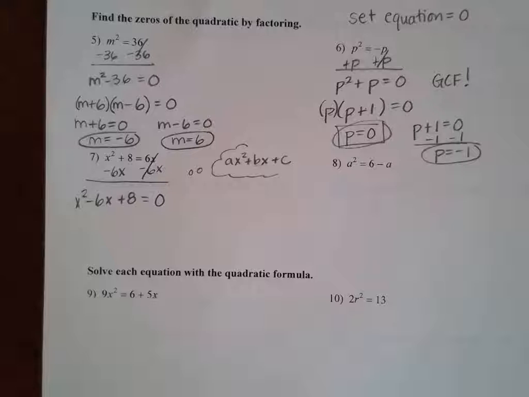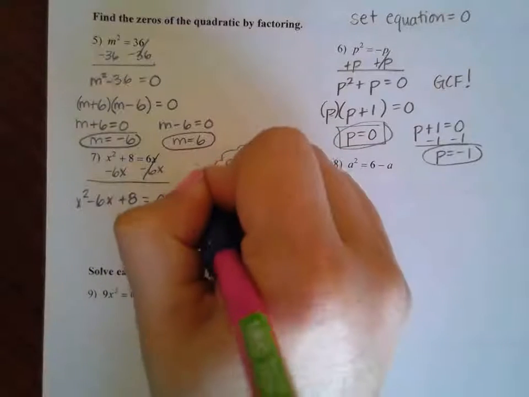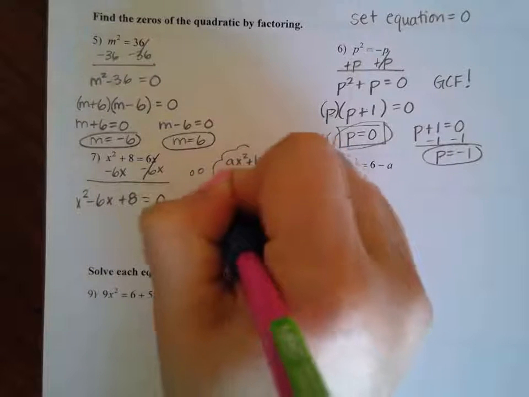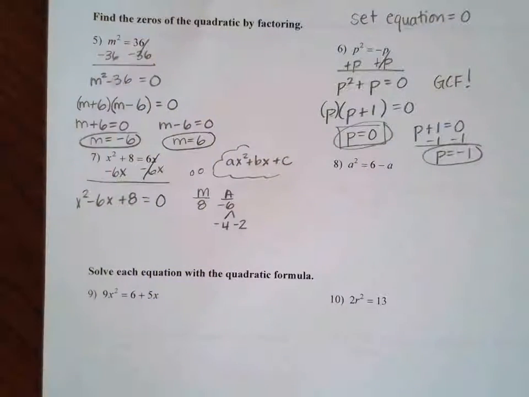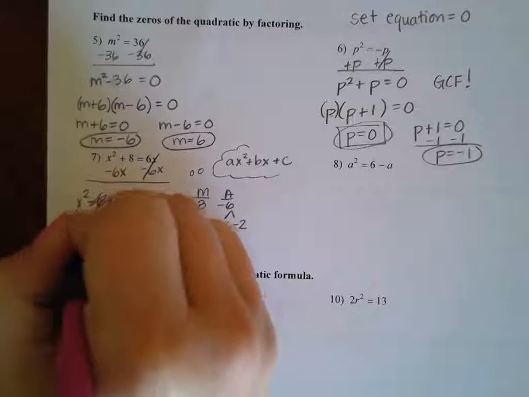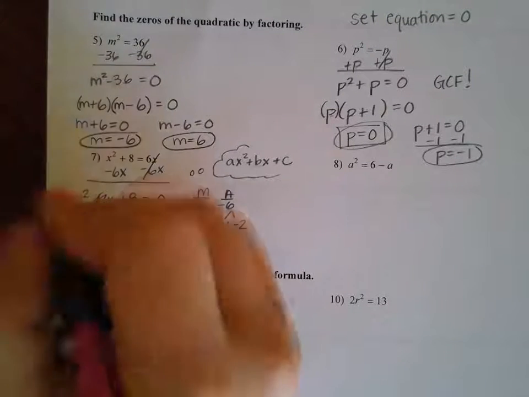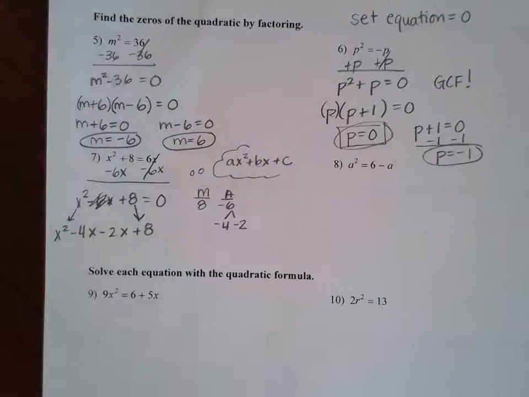Okay, we're going to factor it. That's got 3 terms, so we're going to do trinomial method. What multiplies to 8 and adds up to negative 6? So that's going to be negative 4 and negative 2. So we scratch this out, bring this down, x squared minus 4x minus 2x, bring this down, plus 8.